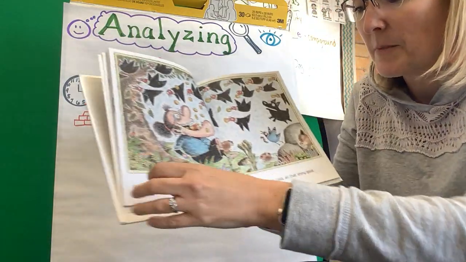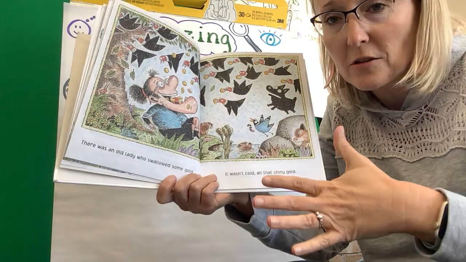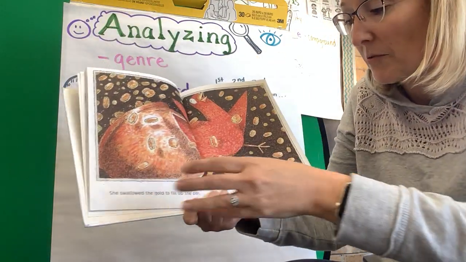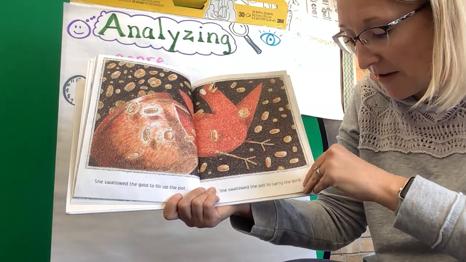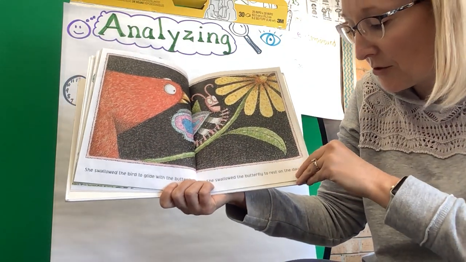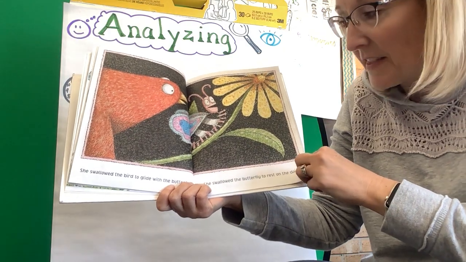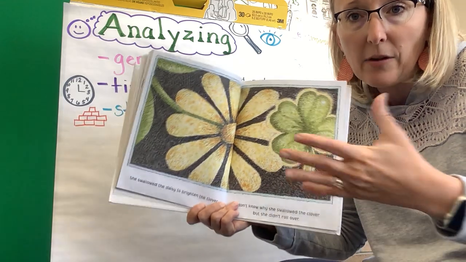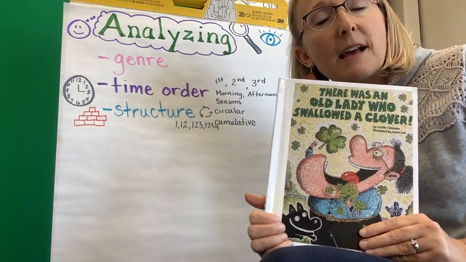Here, I'm gonna speed it up a little bit. So now she swallowed some gold, so that's 6, right? She swallowed some gold, but now she's gonna repeat. To fill up the pot, that's 5. Carry the bird, that's 4. Glide with the butterfly, that's 3. To rest on the daisy, that's 2. To brighten the clover, that's 1. Okay, I think you get the point. I'm gonna go ahead and stop there.